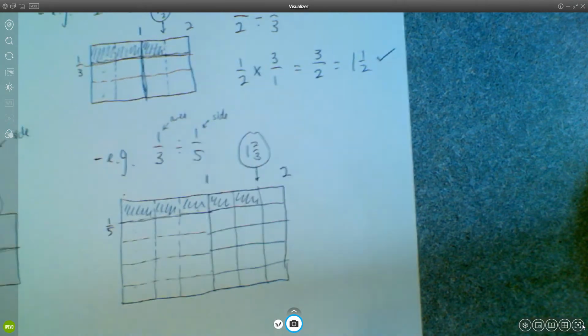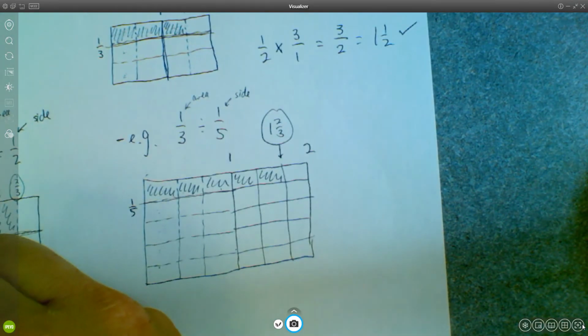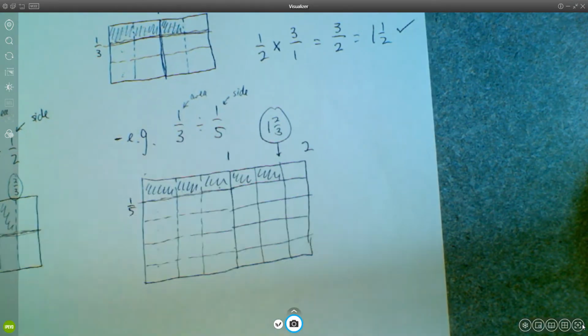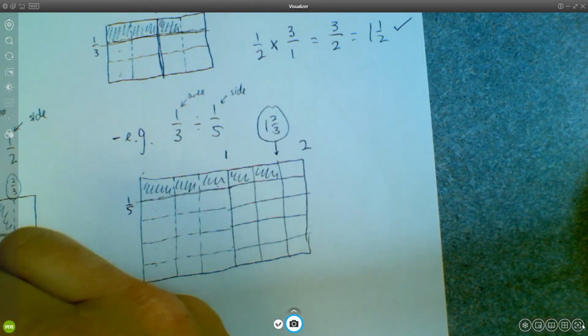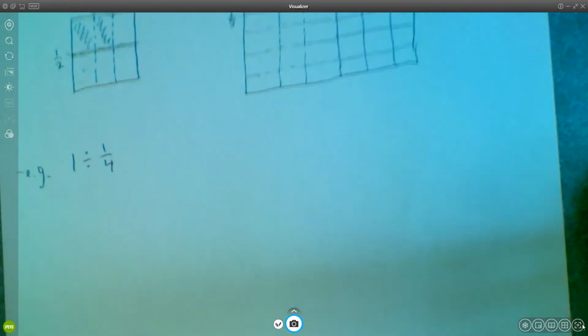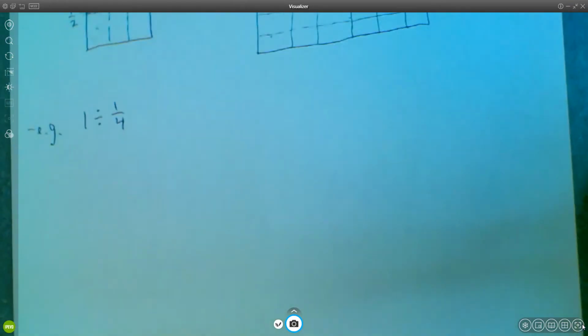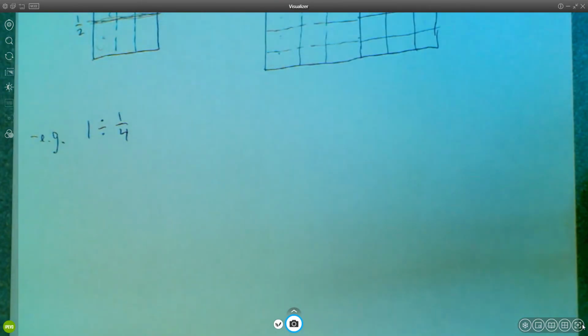Okay. Here's another example. And by the way, if you want to give the video a pause and try this out on your own, you're welcome to do that. I would recommend that you do that. I think that's a good way to make sure that you've got the idea. Anyway, let's see if we can do 1 divided by 1/4.